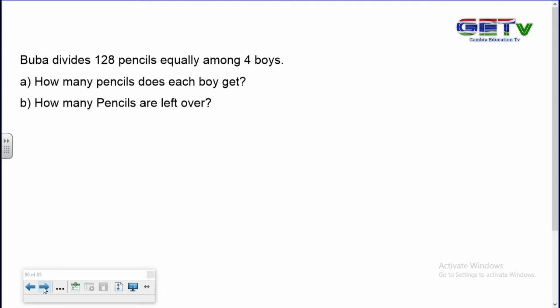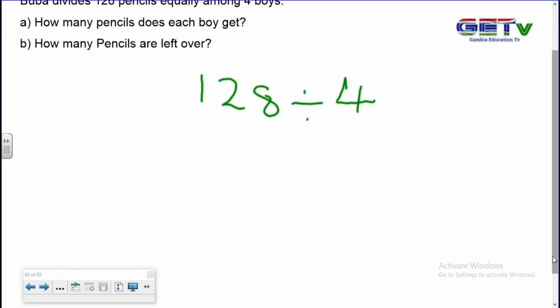128 pencils equally among 4 boys. The division number sentence will be 128 divided by 4. And using the long division method, this is going to be 128 divided by 4.